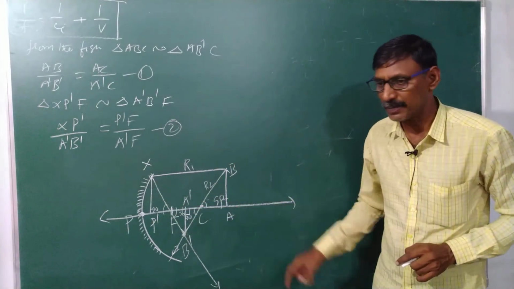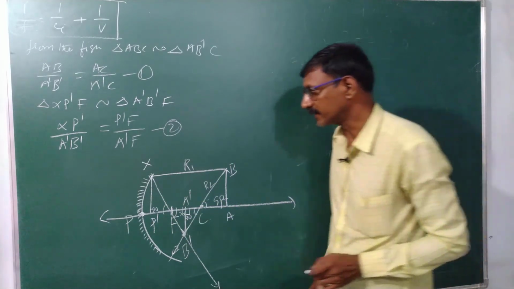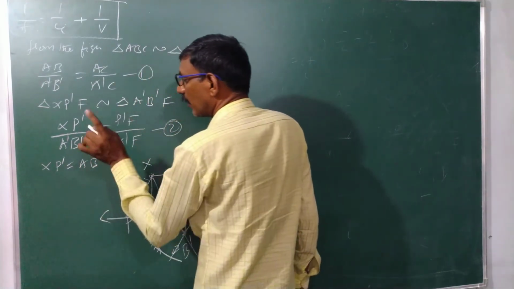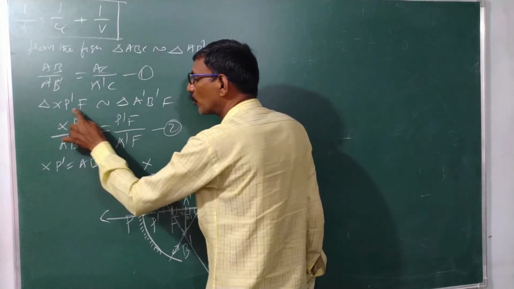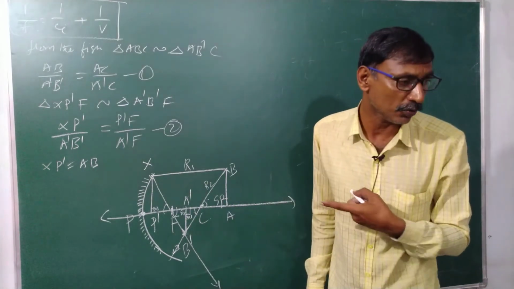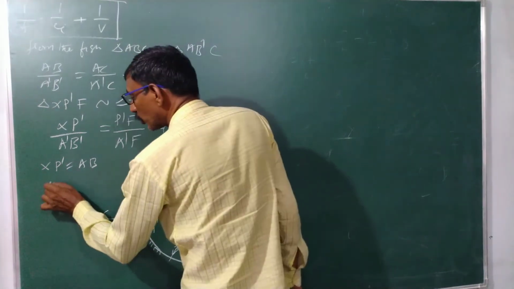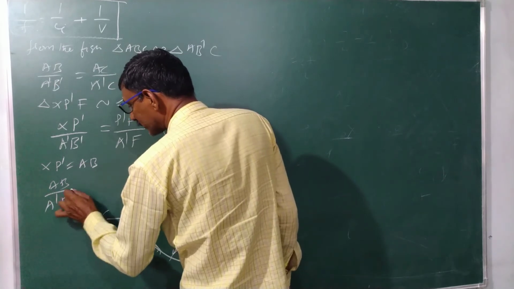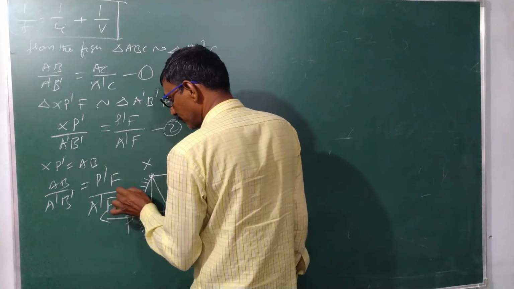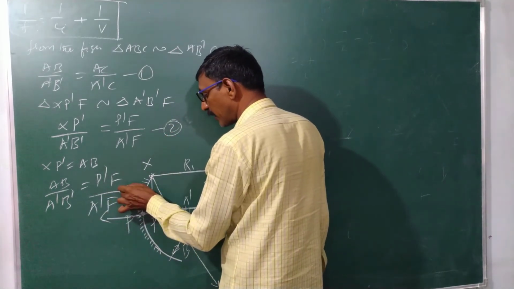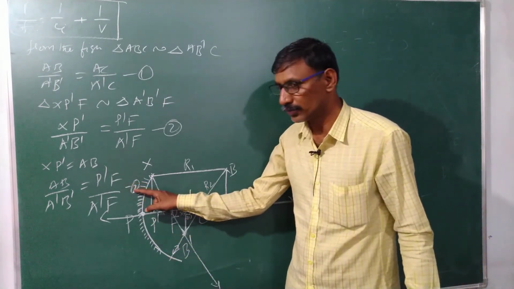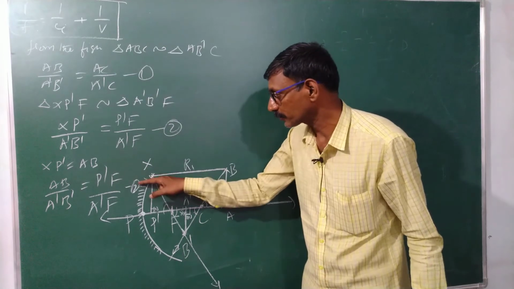But I know one thing. XP dash is equal to AB. From this, in place of XP dash, I would like to write AB. So AB by A dash B dash is equal to P dash F by A dash F. This is the equation I modified and I will give the same name, 2.